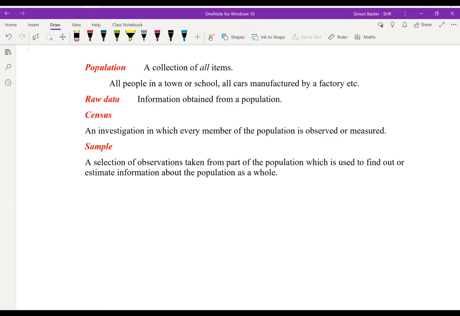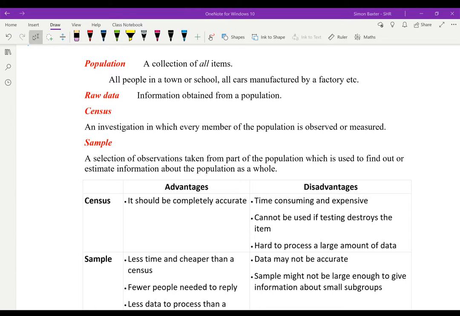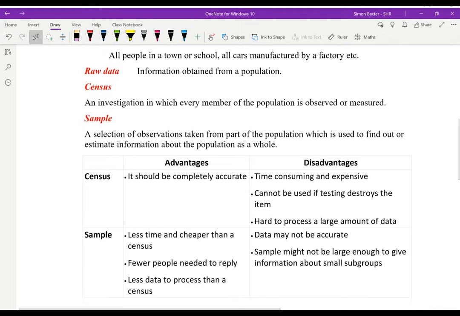So because of that, a sample is very often preferable. It is less time-consuming and less expensive than a census. You don't need so many people to respond to your inquiry or whatever investigation you're doing. And you have less data to process than in a census. On the other side, the data may not be as accurate. And the sample might not be large enough to give you helpful information about smaller subgroups of your population. And I've summarized that here.